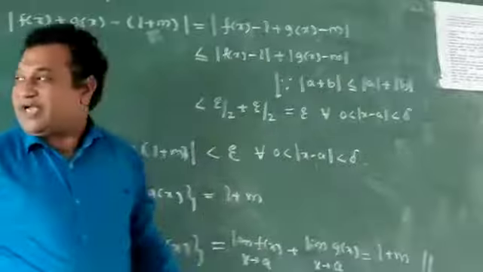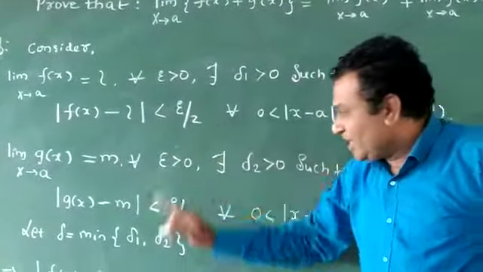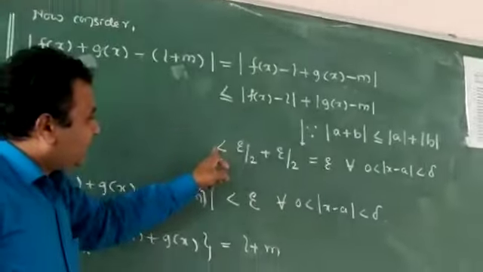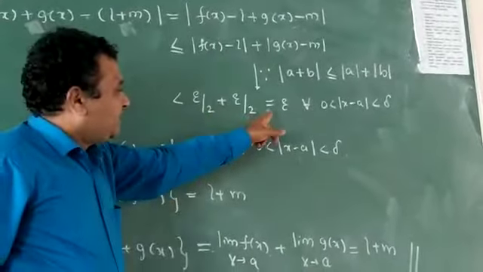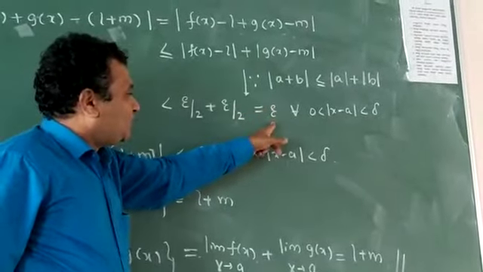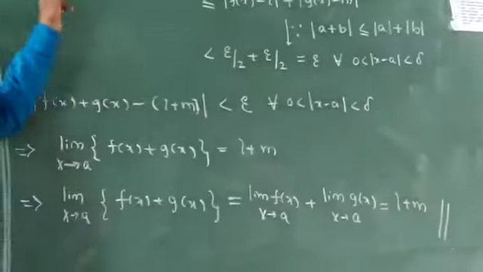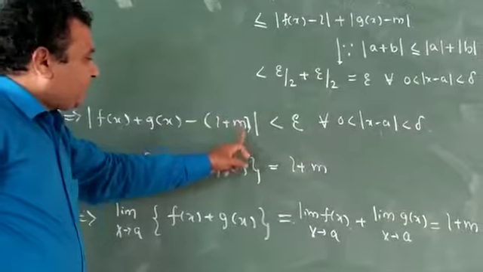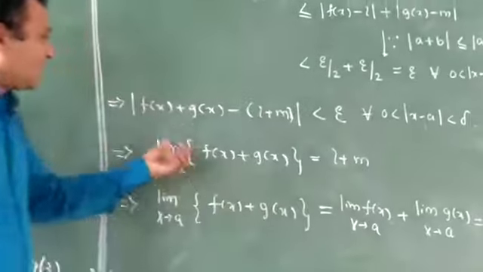Modulus of f of x minus L is less than epsilon by 2, and modulus of g of x minus m is less than epsilon by 2. So it is less than epsilon by 2 plus epsilon by 2. Taking the LCM, it is 2 epsilon divided by 2; the 2s cancel, giving epsilon. Therefore modulus of f of x plus g of x minus L plus m is less than epsilon. The condition is the same.